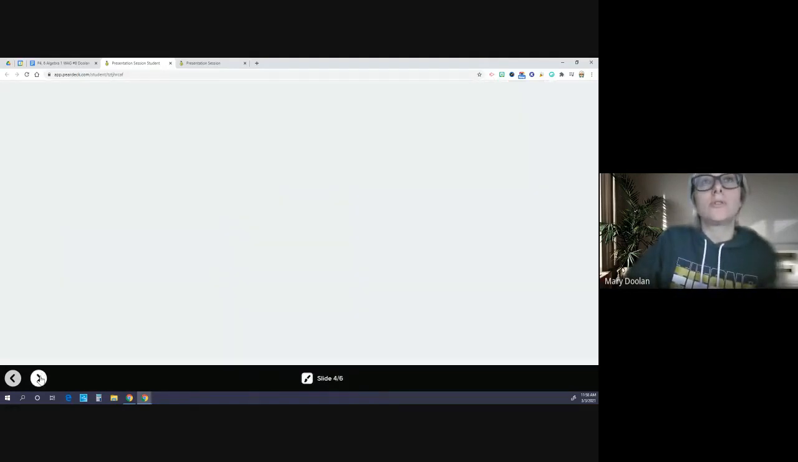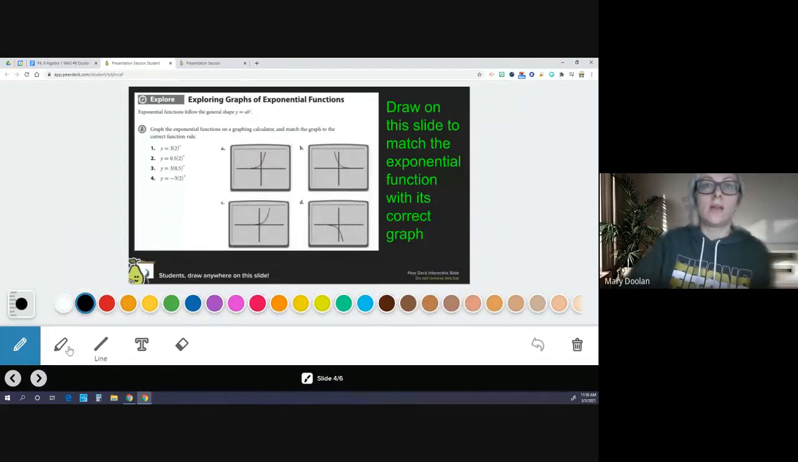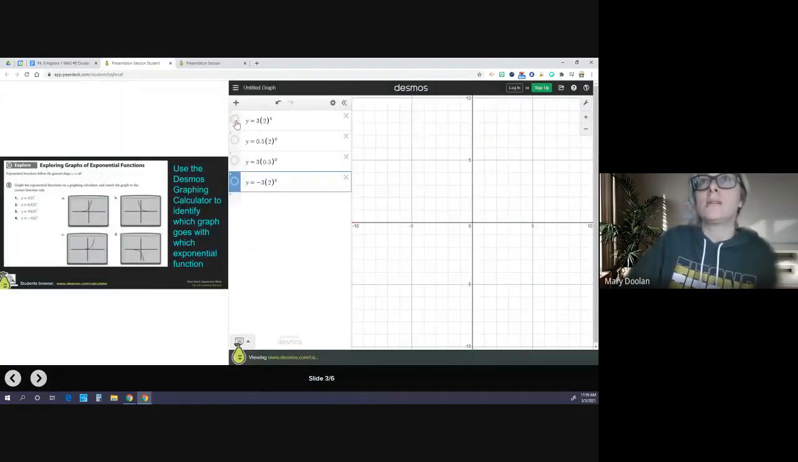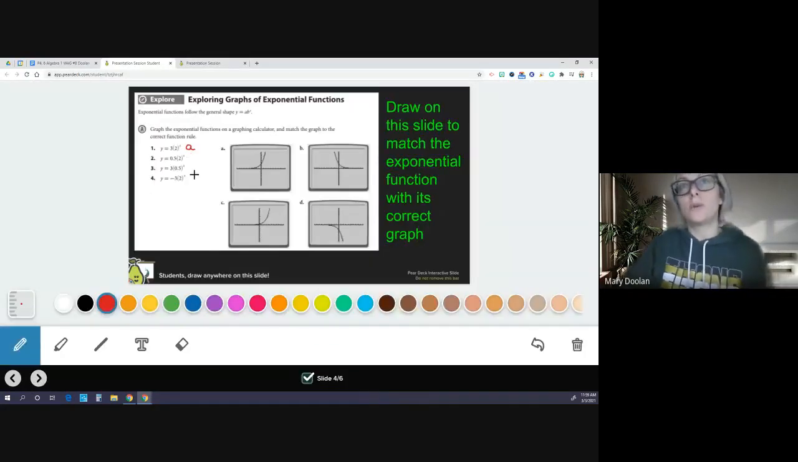So what I'm going to do is go to slide 4, and either with the text tool or the drawing tool, I am going to put a, not a dot, resize that. I'm going to put a lowercase a next to number 1 because I found out that this is number 1. Okay, that's what you're going to do on slide 4. You're going to go back and forth between slide 3, turning on and off your graphs to figure out what they look like, and coming back to slide 4 and write in what letter each one is.